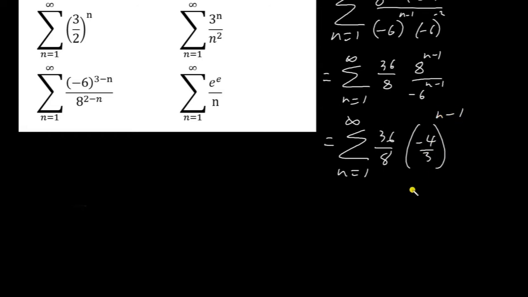So 36 over 8. If we combine this into one thing, we'll get 8 over -6, which is -4/3, to the n minus 1. And then if you, again, think about what makes a geometric series converge and what makes it diverge, it's all because of this common ratio and the absolute value of it. So the absolute value of -4/3 in our case is 4/3, which is greater than 1. So that means the series is going to diverge by the geometric series test.